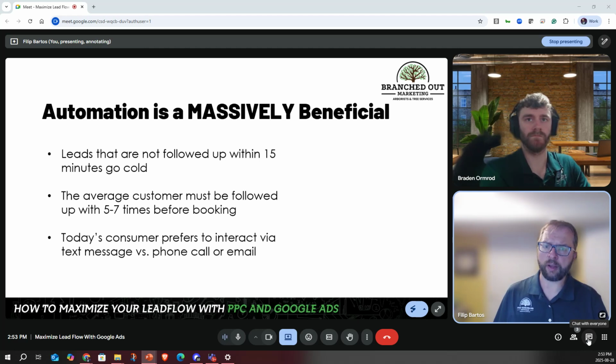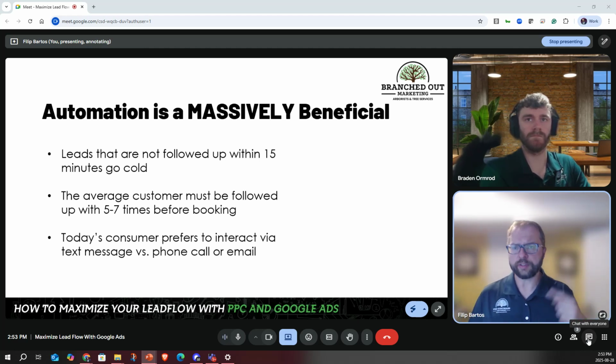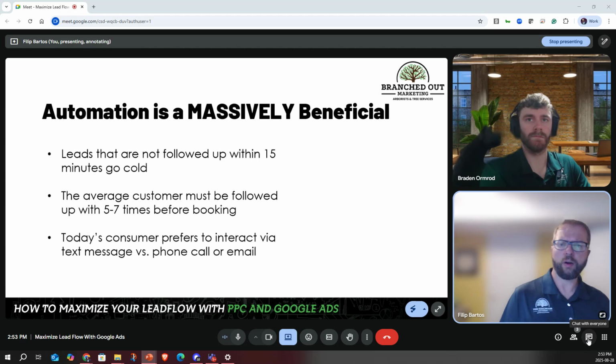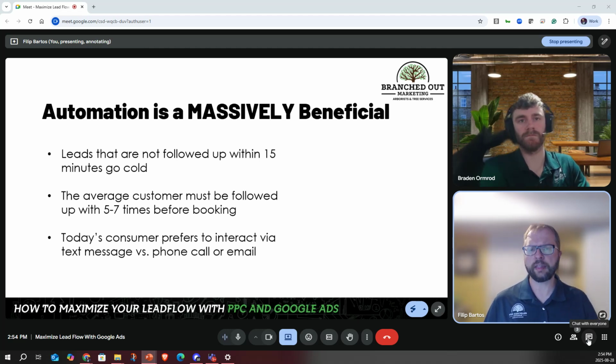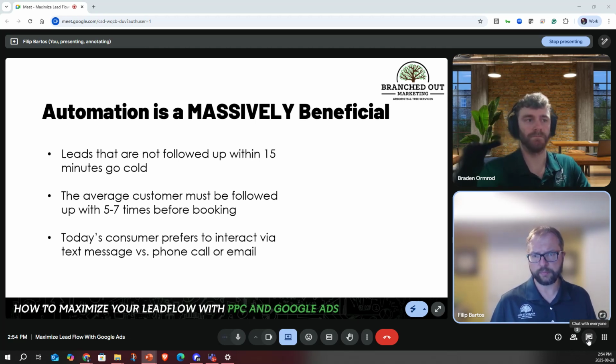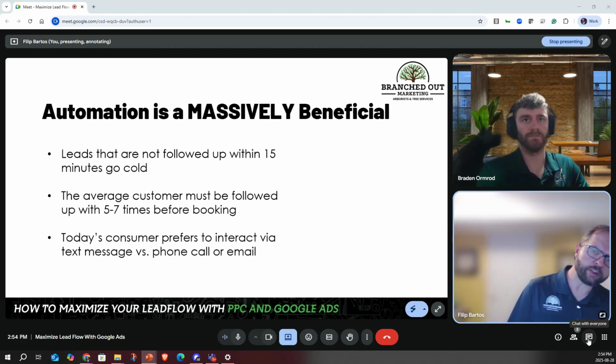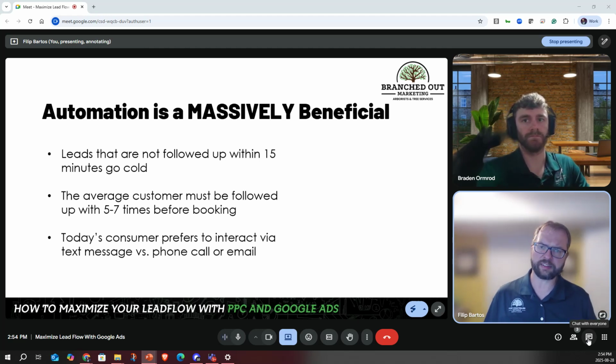The second element that we talked about is the frequency, right? Getting in front of that lead over and over again until they say yes or until they say no. The average customer must be followed up with 5 to 7 times before they commit to booking. If you send off one email or one text, you are not giving that lead the opportunity to flourish and to develop into a customer. So marketing automation ensures that there's a touch point system set up to continuously get in front of that client.